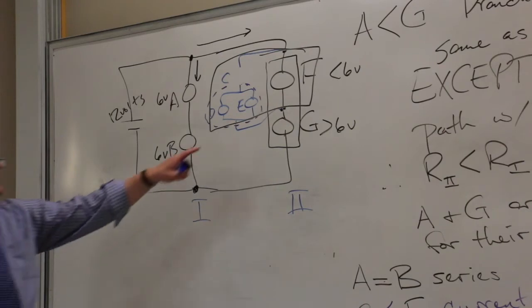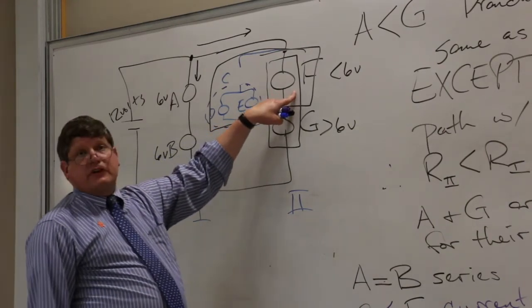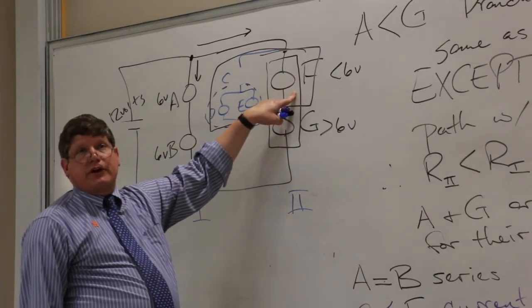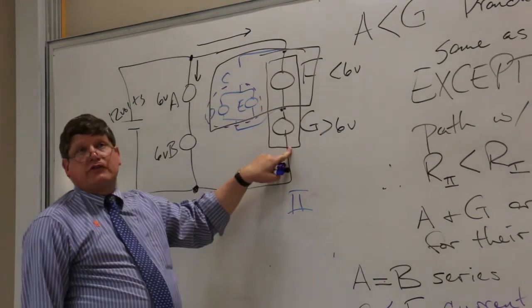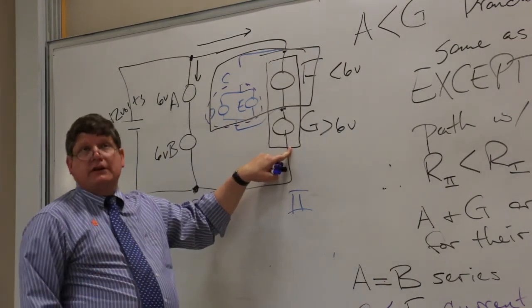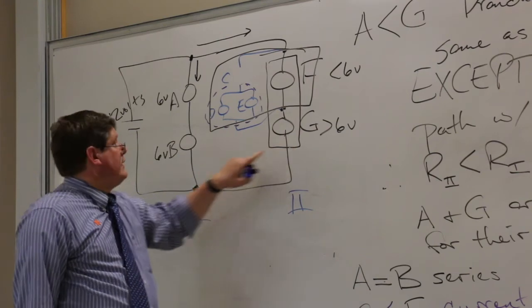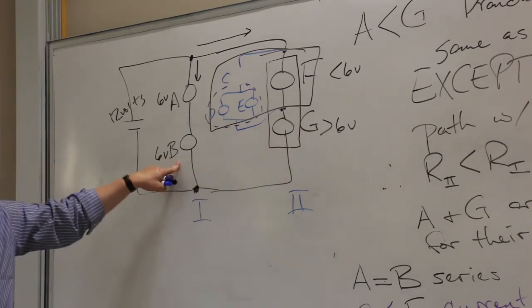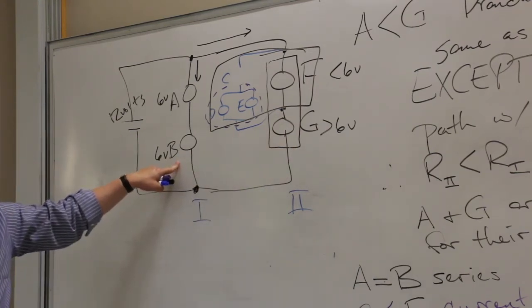And now F is going to change from less than 6 volts to 6 volts. It's going to get brighter. G is going to change from greater than 6 volts to 6 volts. It's going to get dimmer. And B is going to stay at 6 volts. It will stay the same.